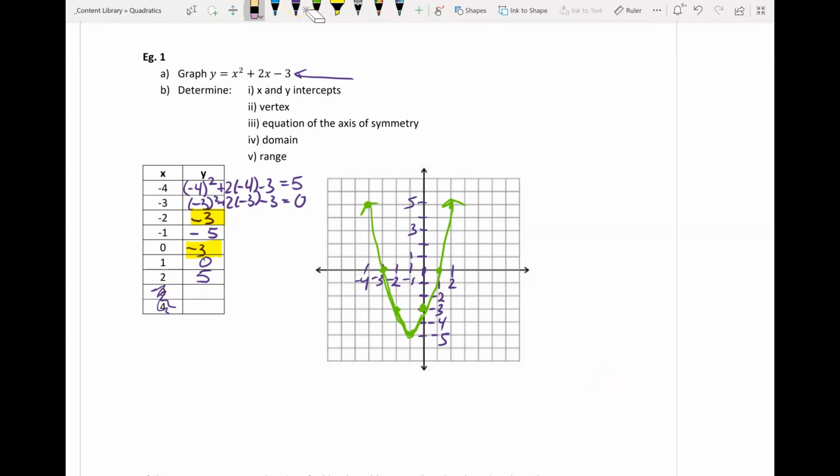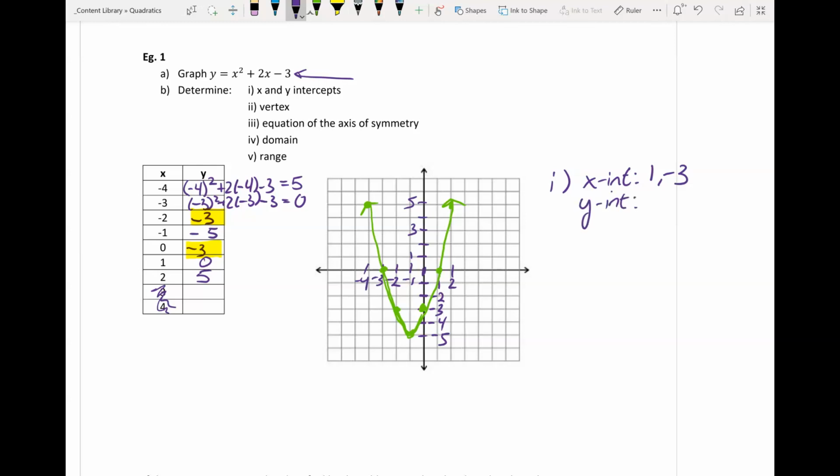All right, so we're done drawing our parabola. Now we're going to analyze the characteristics of this parabola. So we want to look for the x and y intercepts. Your x-intercepts are points on the x-axis, and we just generally state what that value is. So on the x-axis, we have an x-intercept of 1 and a -3.